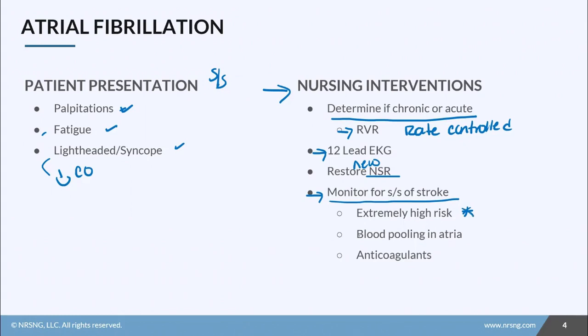Remember that the atria are not contracting, so blood pools in the atria. This blood clots up. If the blood breaks loose, then we have a stroke, which is why it's important for them to have anticoagulants to decrease the chances of any clots from forming up in the atria. So let's talk about more therapeutic managements.